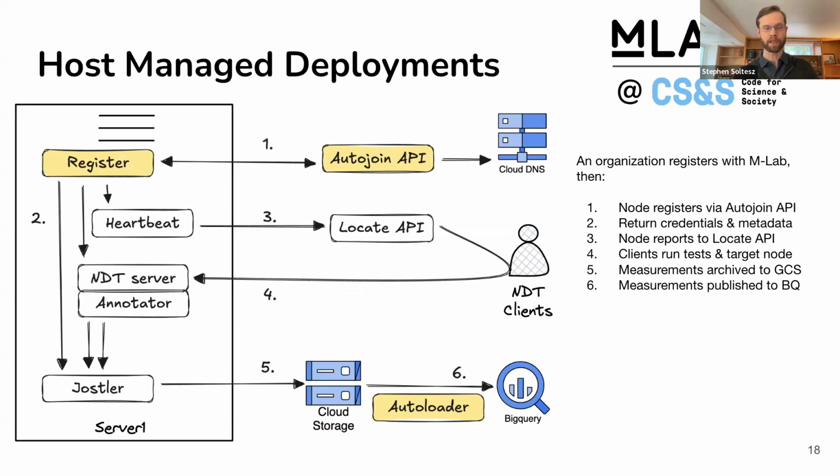Once an organization is registered with Measurement Lab, their servers can become part of the MLab infrastructure. The highlighted yellow blocks are components that are new to this host-managed deployment system. All of the others are identical components to the ones that are already running on MLab's platform. So a server would start and it would register with the AutoJoin API and get a dynamically allocated DNS name that represents only that server. It would also receive credentials and configuration metadata and distribute those to the other sidecar services. The heartbeat then registers with the locate API. At this point, this server is part of MLab's platform. Clients that are already running tests will eventually be given this server to target. They'll run their tests. The measurements are saved, archived to Google Cloud Storage, and then with the auto-loading system, published to BigQuery.